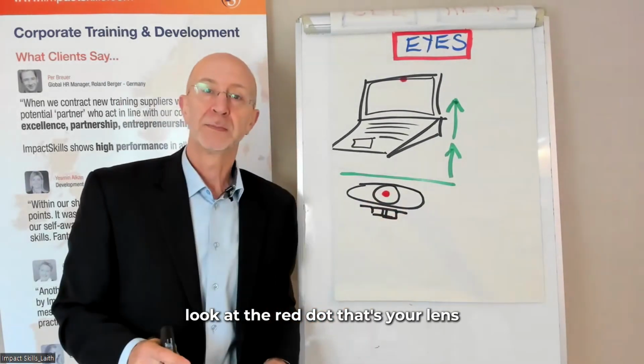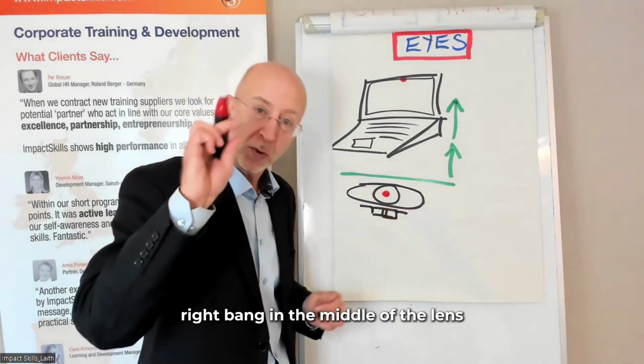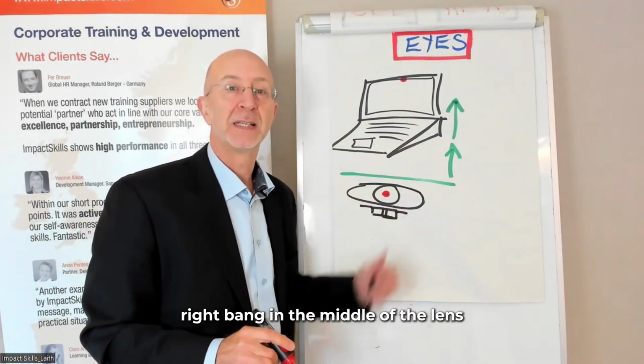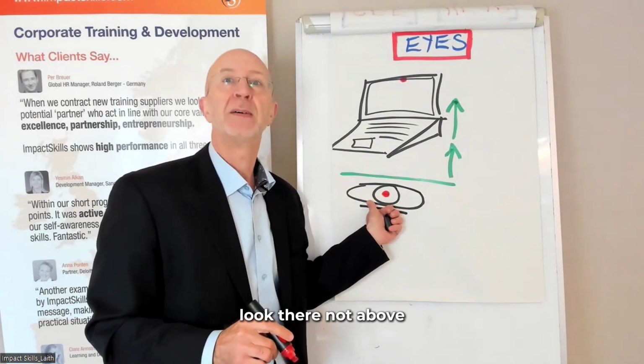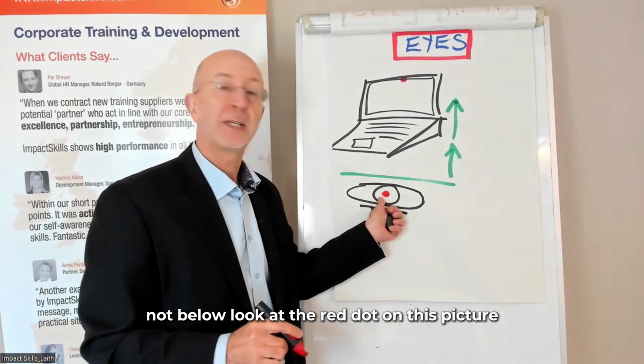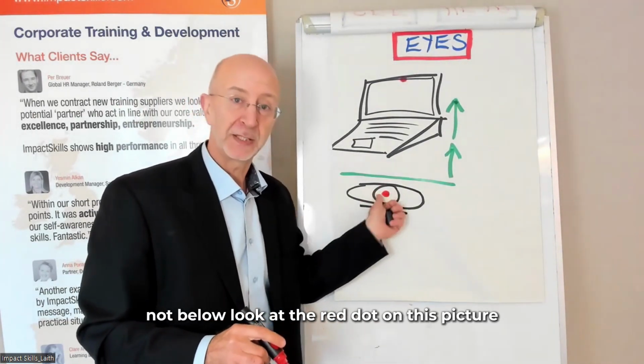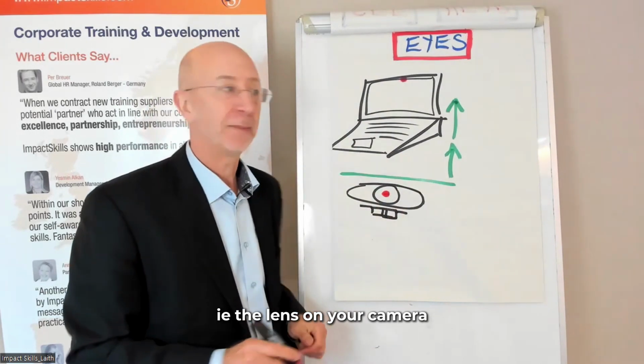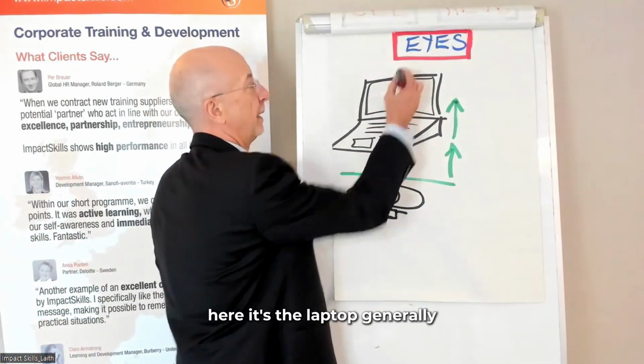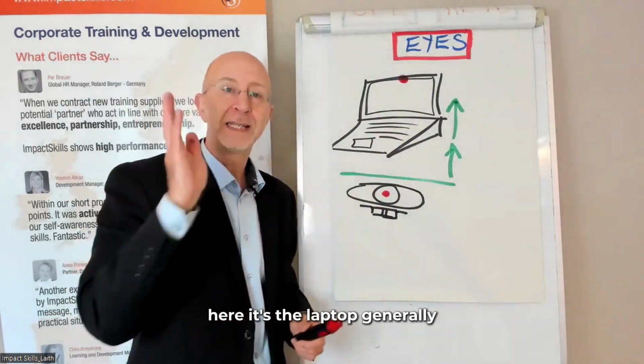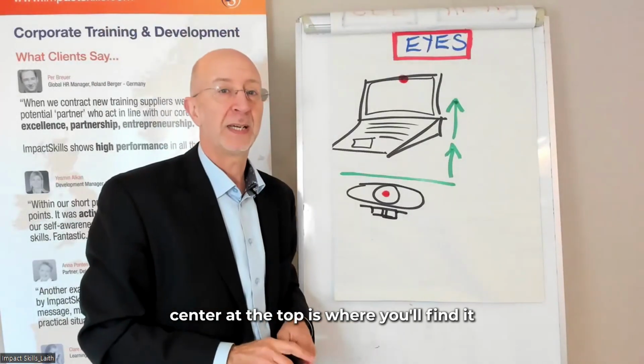Look at the red dot. That's your lens, right bang in the middle of the lens. Look there, not above, not below. Look at the red dot on this picture, i.e. the lens on your camera. Here, it's the laptop, generally center at the top is where you'll find it.